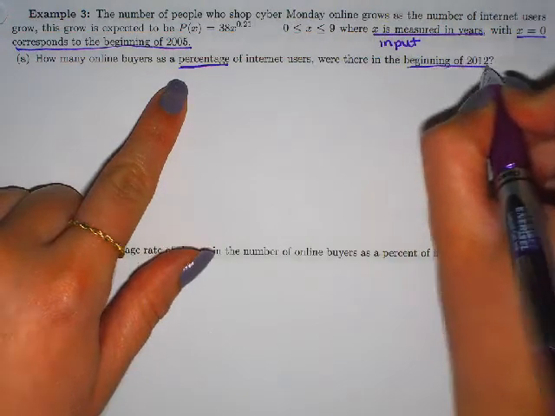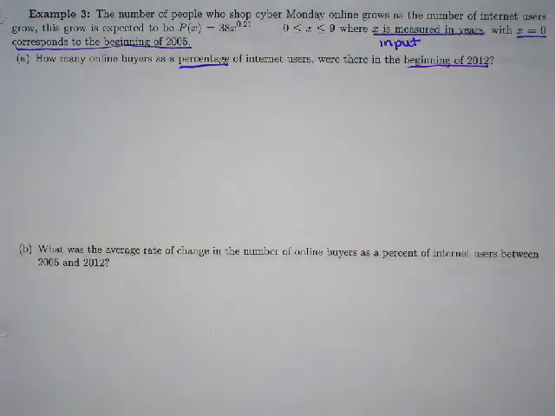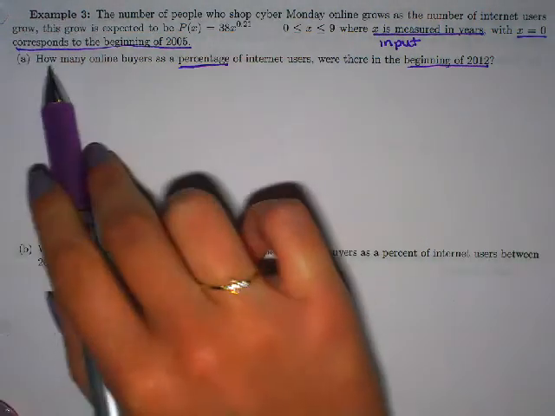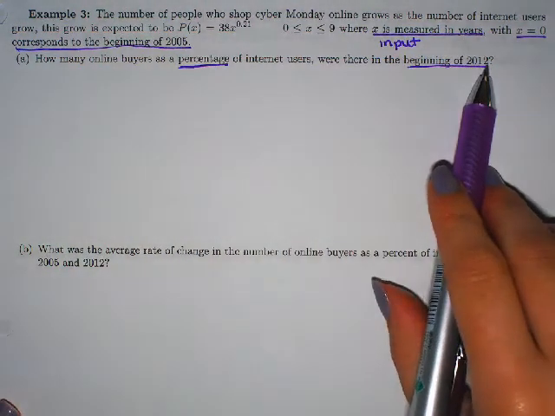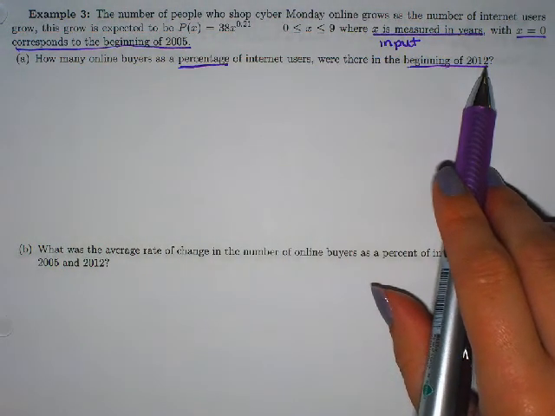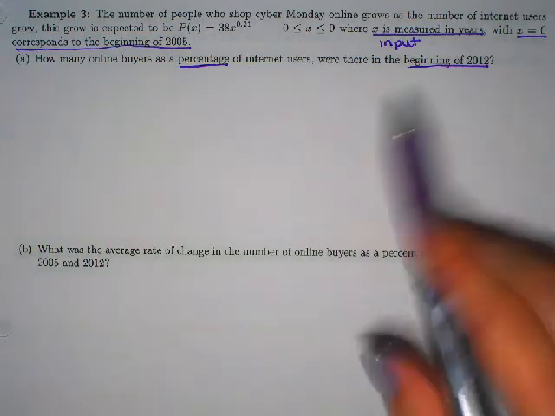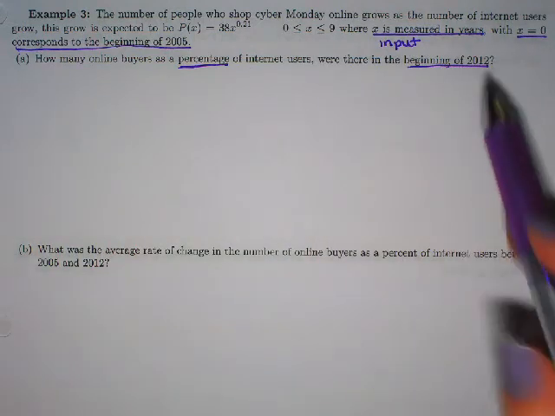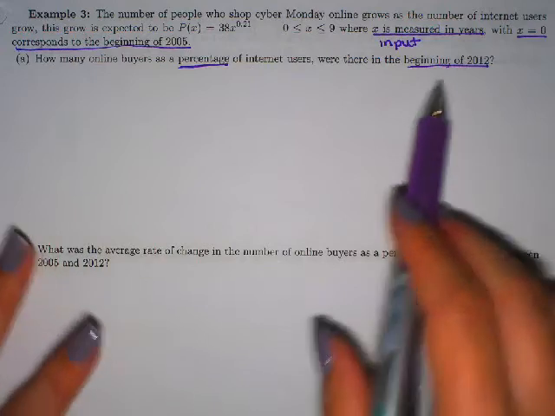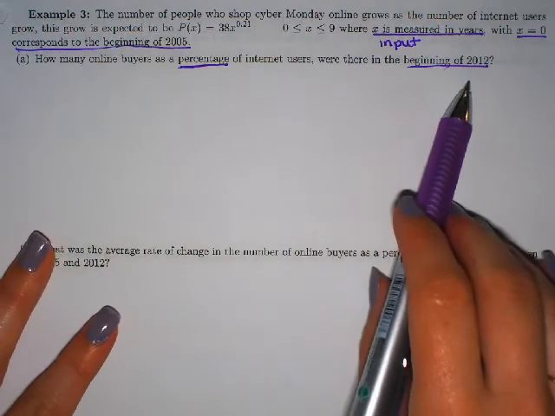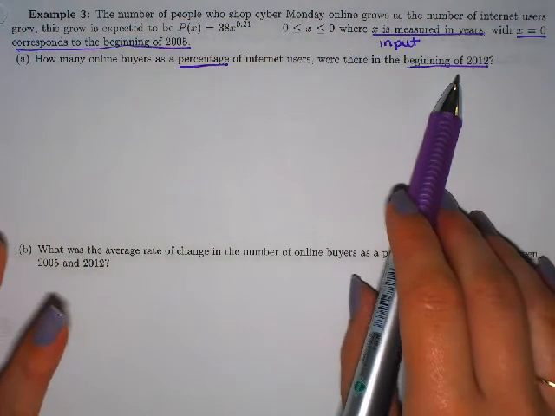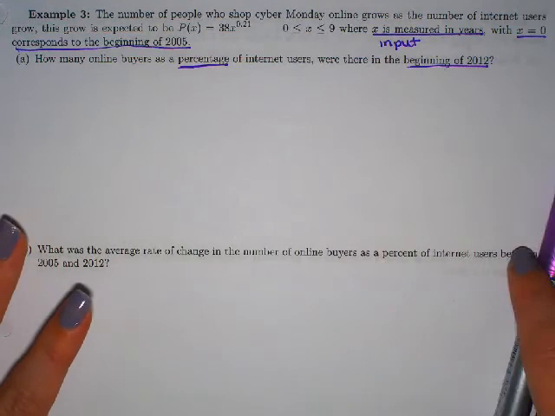So do we see the word change here? It says how many as a percent in the beginning of 2012. It doesn't say how fast is it changing between 2010 and 2012 or just at 2012. I don't see anything about increasing, decreasing, or any change words in this. So we're just plugging into the original. What percent of people shopped on Cyber Monday in 2012?